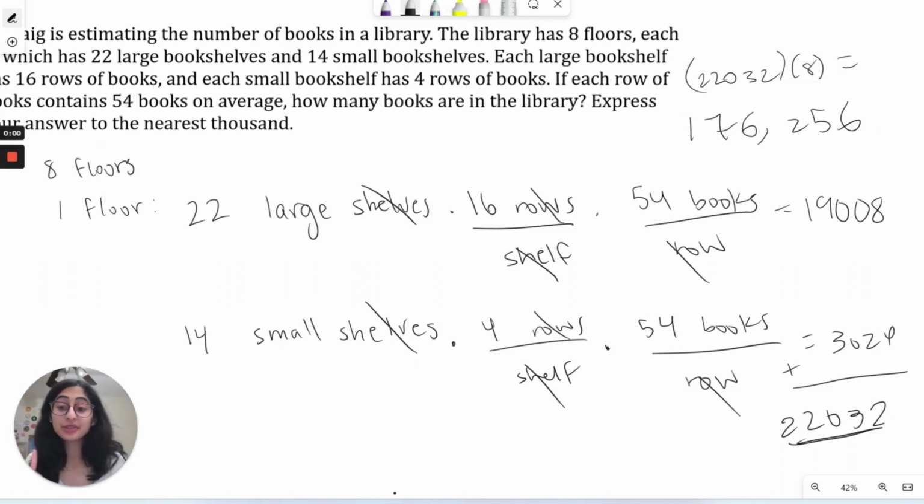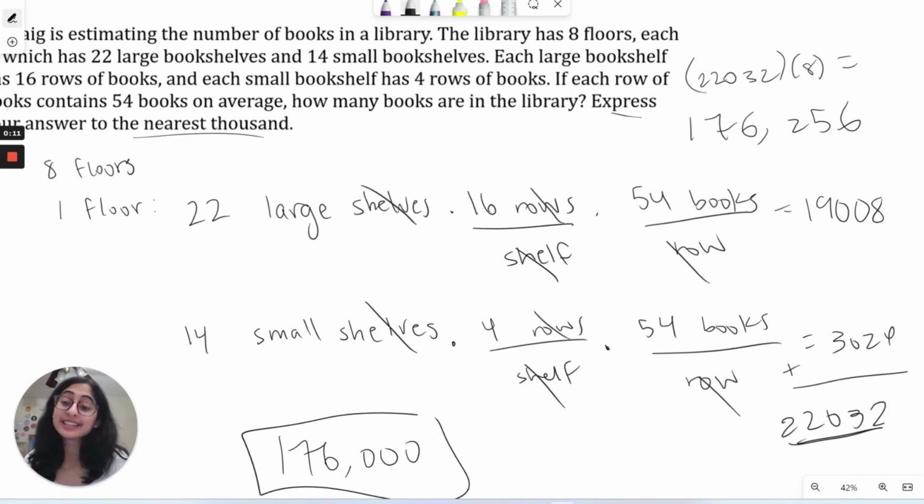Oh wait, it's actually not our answer because remember it says express your answer to the nearest 1,000. So to the nearest 1,000, it's going to be 176,000. And then that is actually your answer.